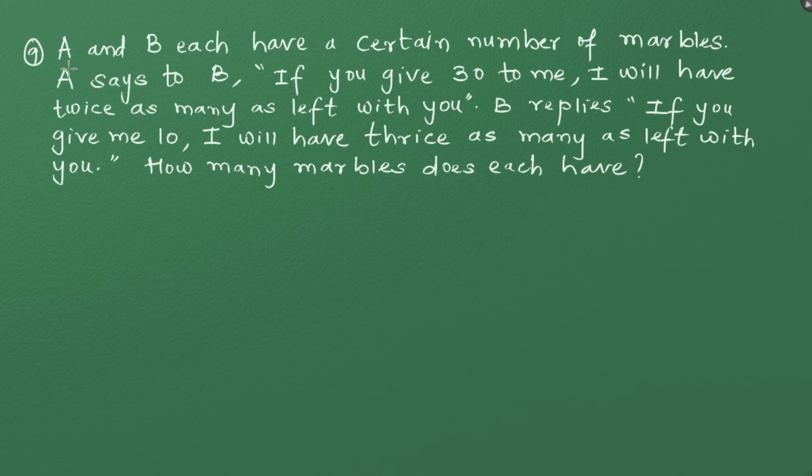A and B each have a certain number of marbles. A says to B, if you give 30 to me, I will have twice as many as left with you. B replies, if you give me 10, I will have thrice as many as left with you. How many marbles does each have? Let us do this.